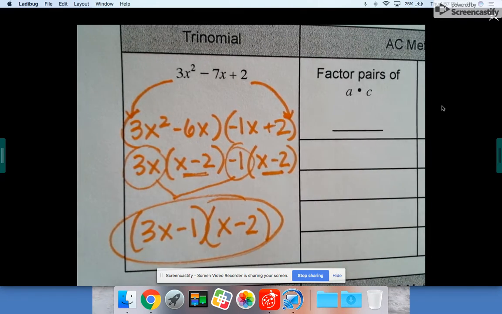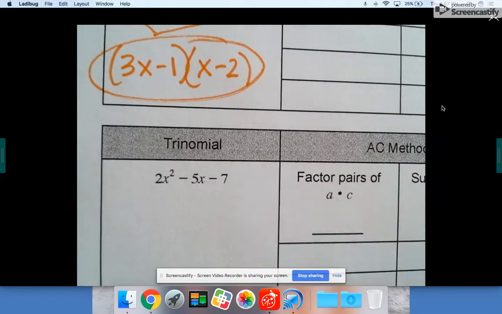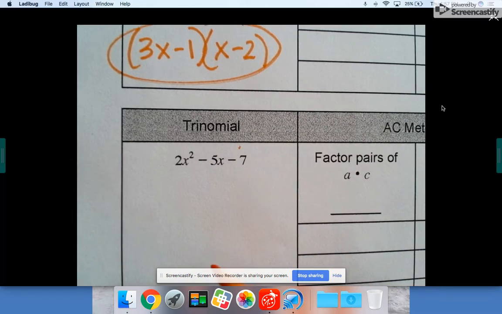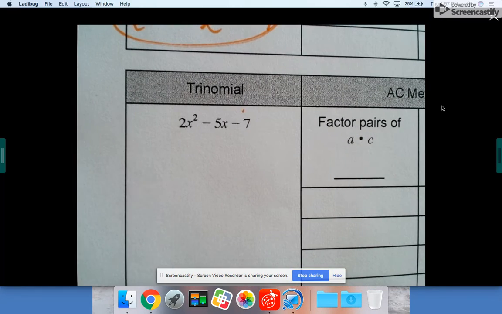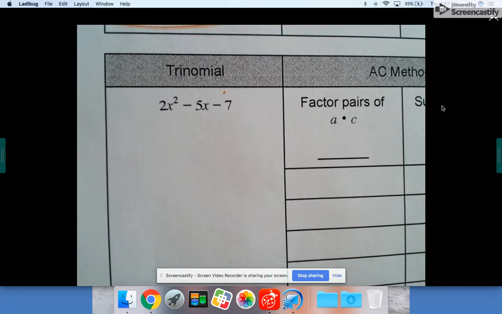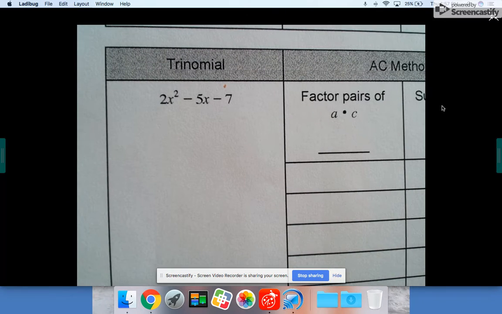All right, you try the last one and then check in with your teacher. And if you got it right, then you can go ahead and move on to today's homework. If you need me to do it with you, I'll do it here real quick.